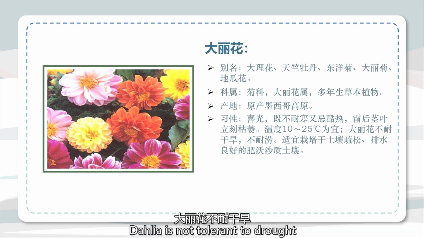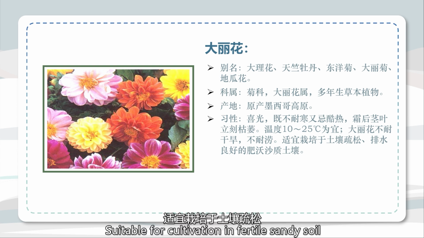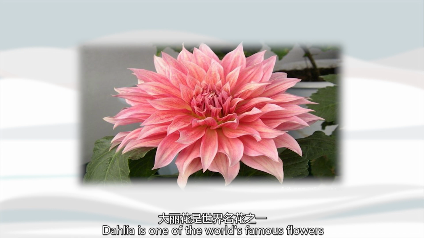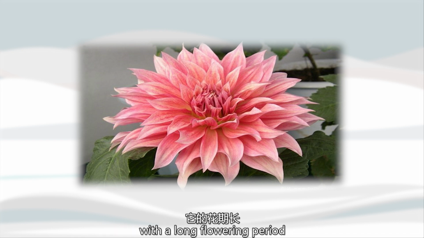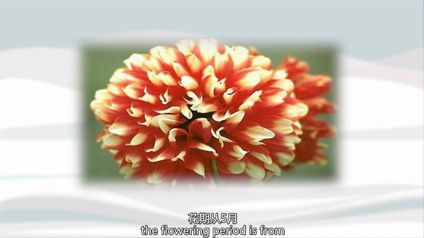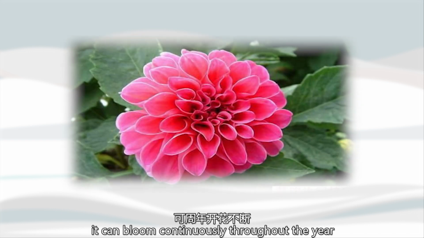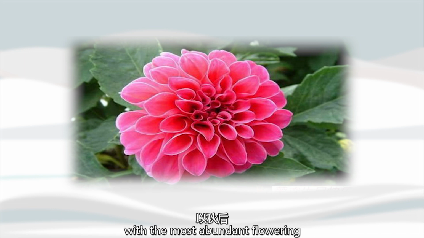Dahlia is not tolerant to drought or flooding, suitable for cultivation in fertile sandy soil with loose soil and good drainage. Dahlia is one of the world's famous flowers with a long flowering period, large flower diameter, and many flowers. In northern regions, the flowering period is from May to mid-November, and under suitable temperature conditions, it can bloom continuously throughout the year, with the most abundant flowering occurring after autumn.